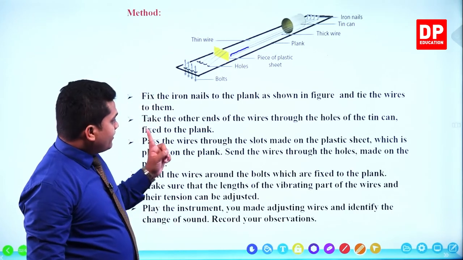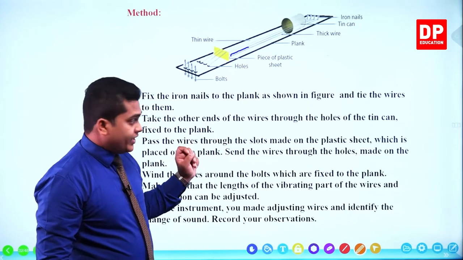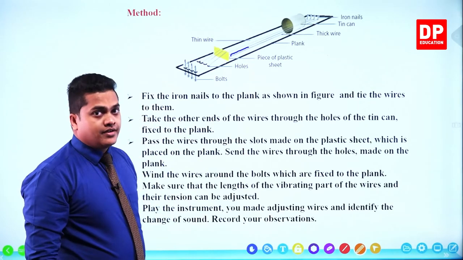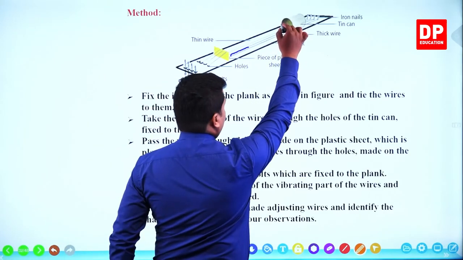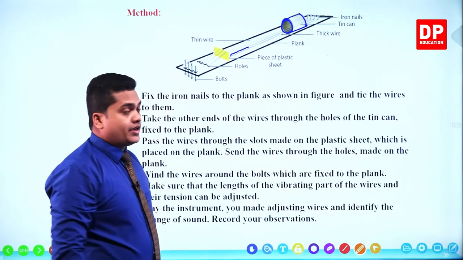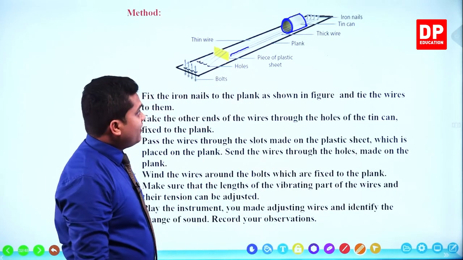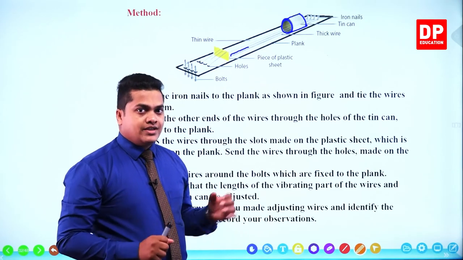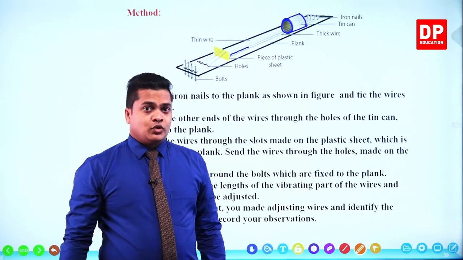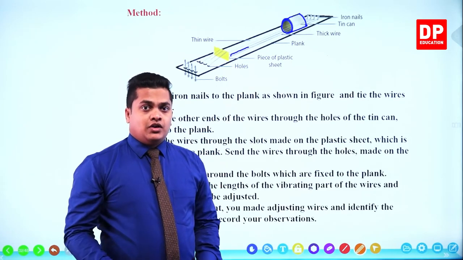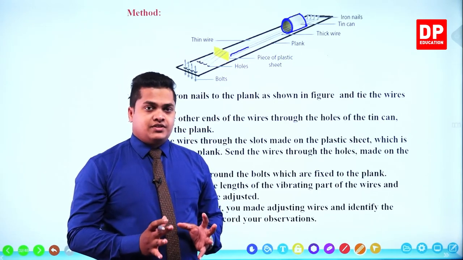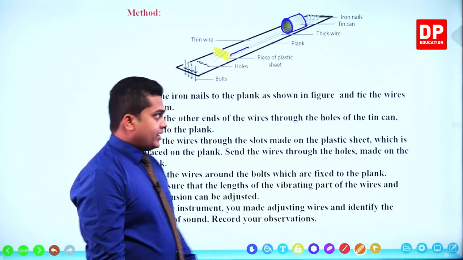So take the other ends of the wires or the strings through the holes of the tin can fixed to the plank. Now this is the tin which is fixed to the wooden plank or the wooden sheet. We have to fix it. You can use iron nails in fixing this, right? When doing this experiment, you can get the support of your teacher or else your parents. If you have an elder brother or sister, you can get the support of them as well, right?